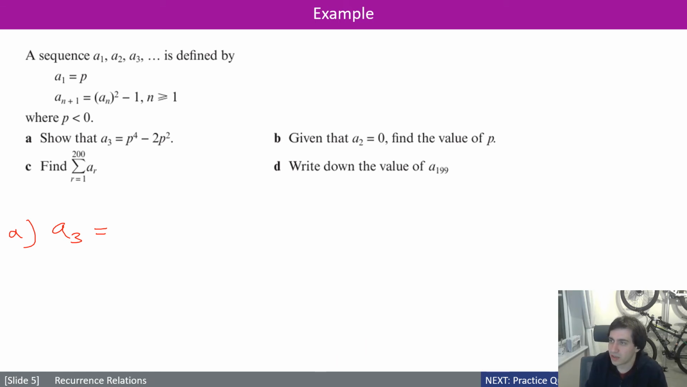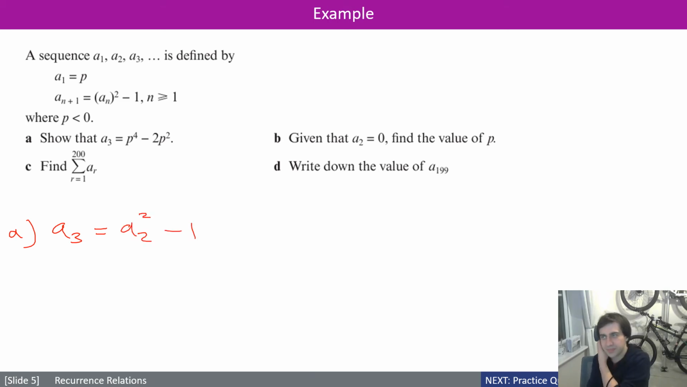A3, if I choose n equals 2, will give me the left side of this recurrence relationship. So when n equals 2, I get A3 here. Then I'm going to also see what happens to the right hand side when I put in n equals 2. I get A2 squared minus 1. So that recurrence relationship has given me the following information.